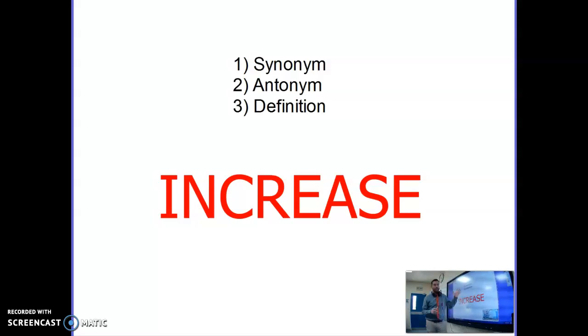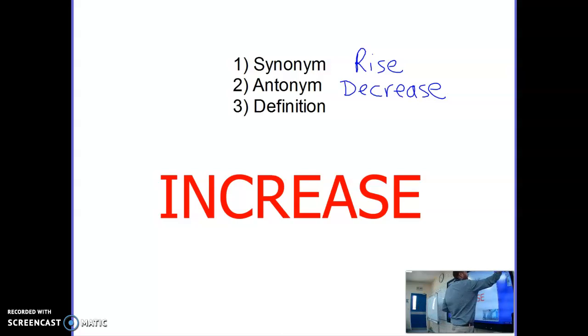So, increase. A synonym for increase, the one that I would go with is maybe rise. I think that's a good synonym. It goes up. Increase means it goes up, it rises. An antonym, the opposite, fairly obvious one, is decrease. Increase and decrease. And then a definition, you can do this as simple as possible, it goes up. So an amount goes up, rises, adds to, something like that. So increase is about something rising, going up.